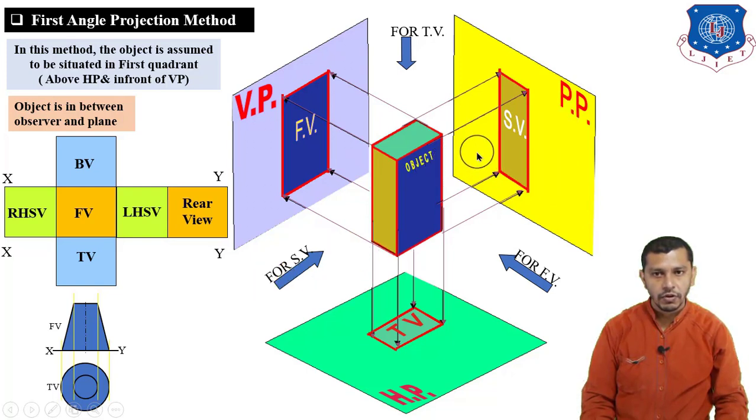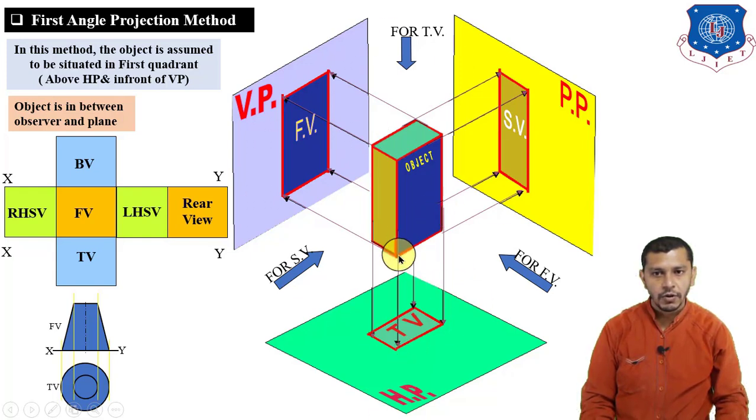If you want to draw the right hand side view, we will observe the object from this direction. If you want to draw the rear view, we will observe the object from this direction, and if you want to draw the bottom view, we will observe the object from this direction.